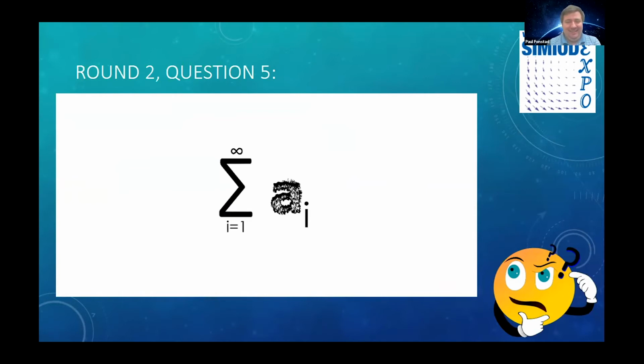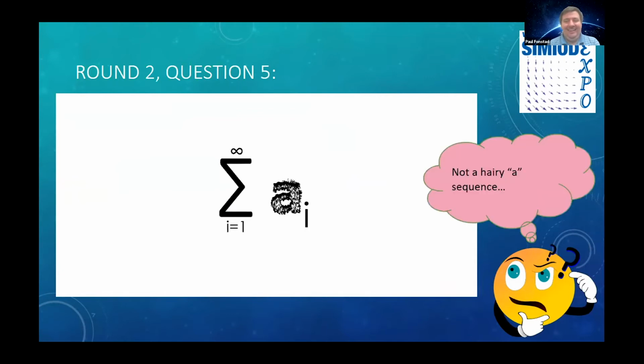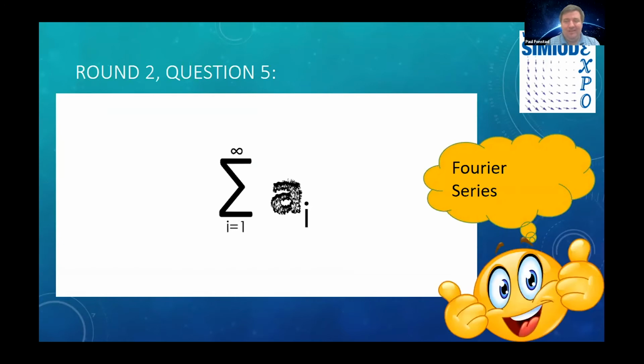Definitely a tricky one. Yeah, it's not a hairy A sequence. And yep, any guesses? One person got it, Jeff Denny. Furry A series, a furry A series. It's an A, it's furry. Yeah, that seems like as good a place as any to end this round on. So 2 rounds down, 2 more to go. Yep, and there's our Fourier series.